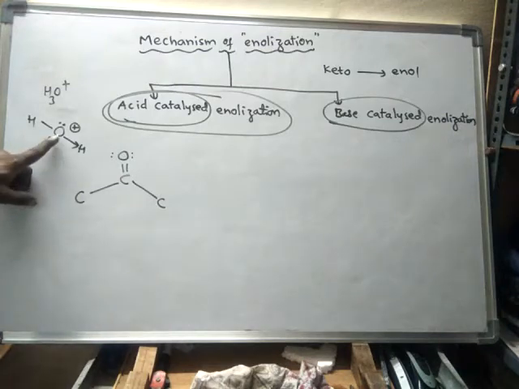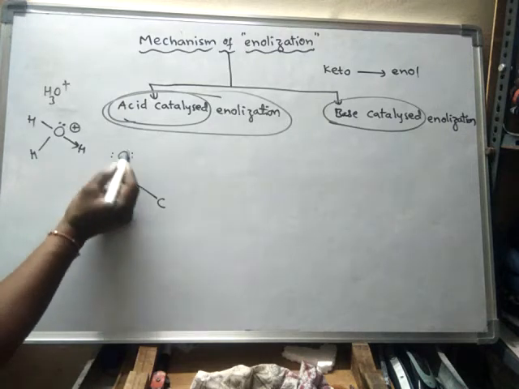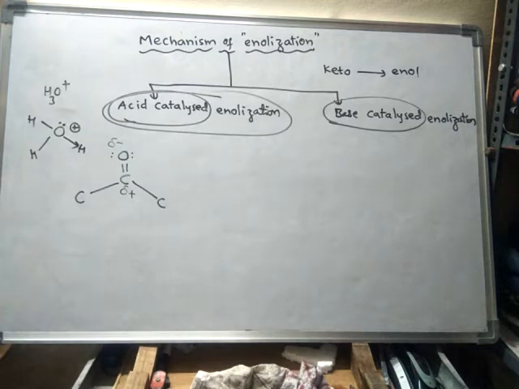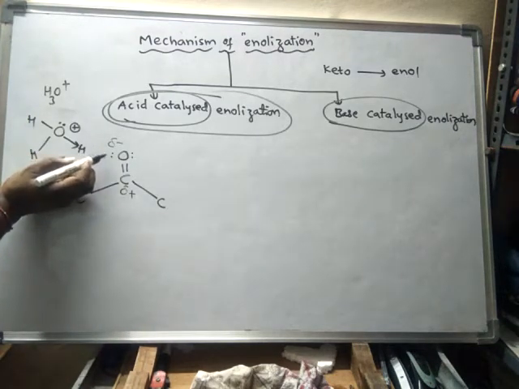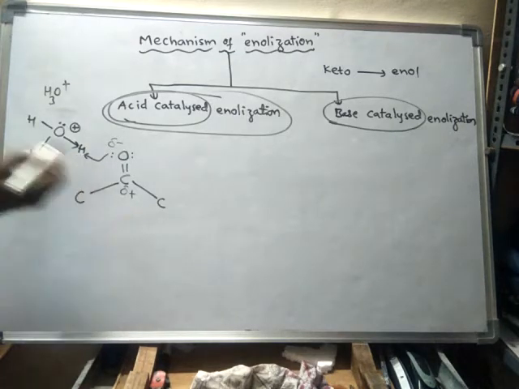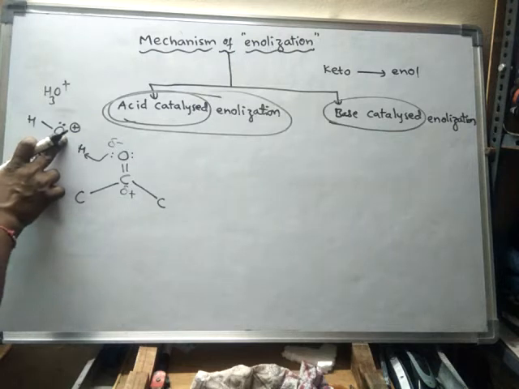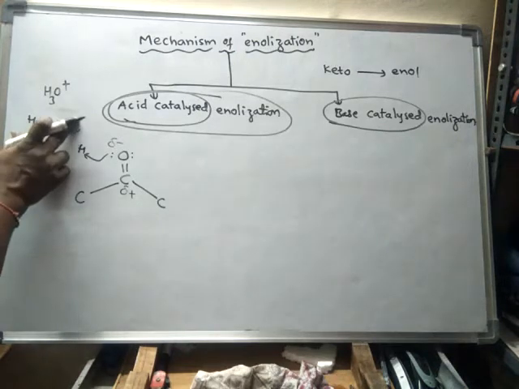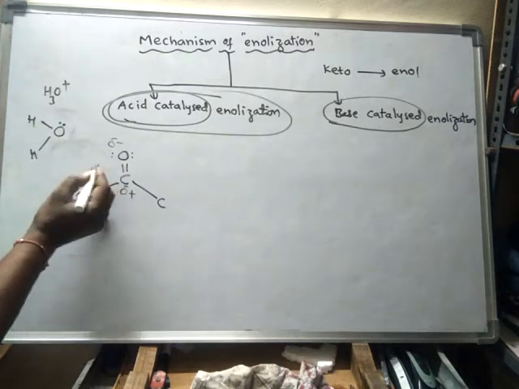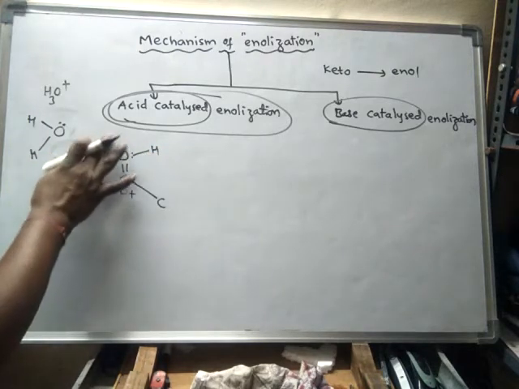So this oxygen will donate a hydrogen onto the carbonyl oxygen, because this bond is polar, with a partial negative charge on oxygen and a partial positive charge on carbon. The lone pair is supplied to the hydrogen so that this bond is broken, water is released, and this hydrogen will attach to this oxygen.